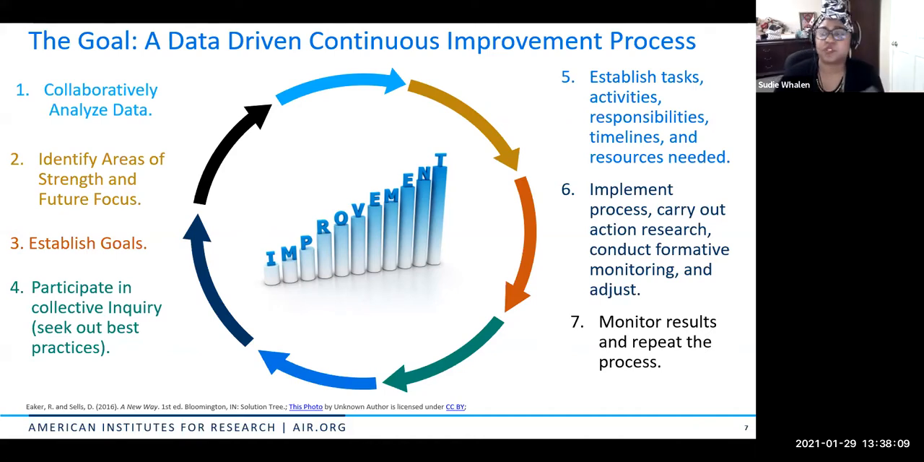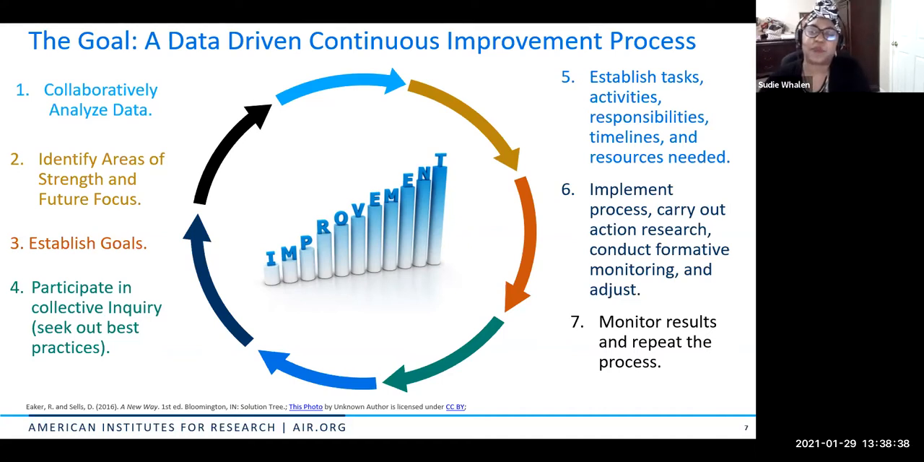Instead, what we do is implement a continuous improvement cycle, one in which we begin by collaboratively analyzing data. We specifically look for where are the gaps in our data and where are the areas of strength. And that's our second step. We identify the areas of strength once we've analyzed our data, and then we identify our future focus. So once I'm looking at my data, I can see and I'm saying, okay, we can tell that students are doing really great in this area, but this area looks like it needs some work.